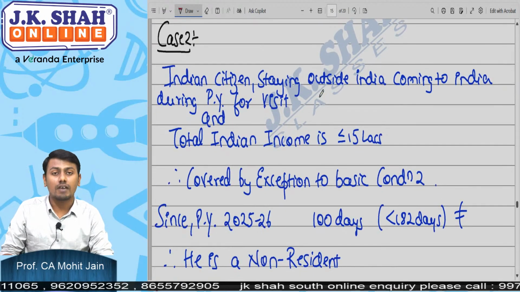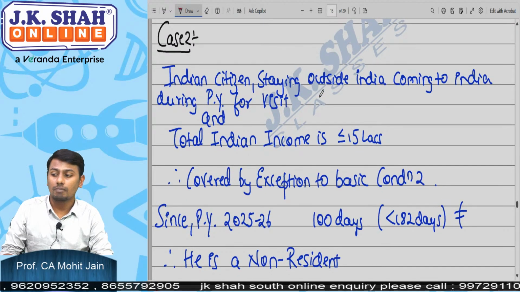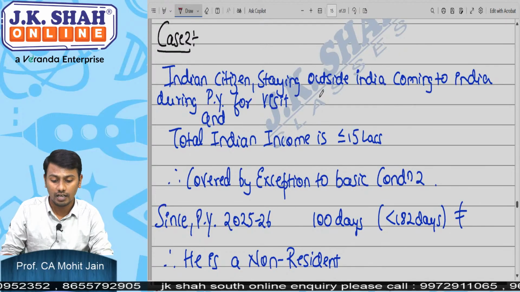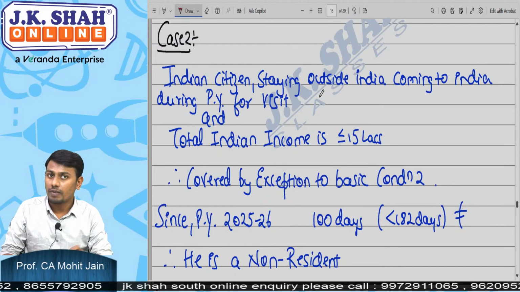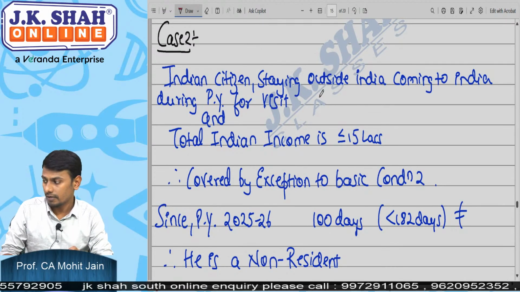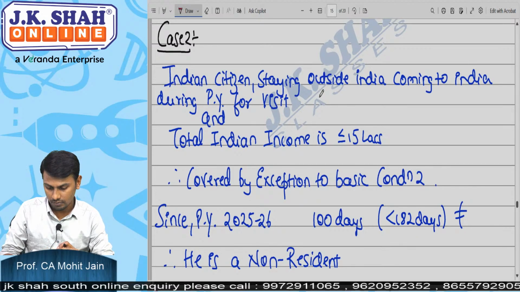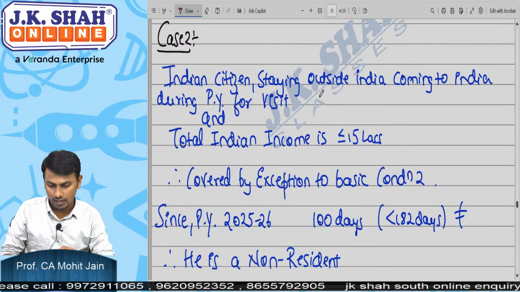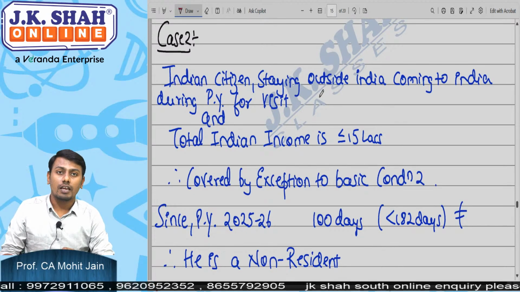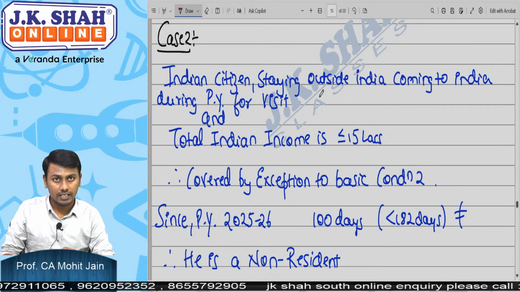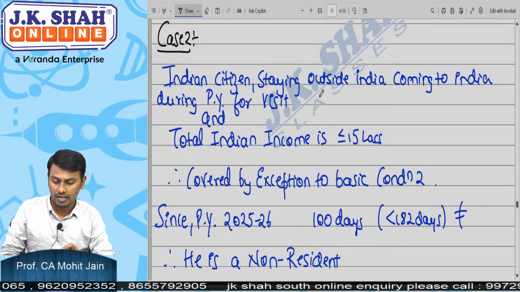So therefore he is covered by the exception to basic condition number 2. That is, we don't have to check basic condition number 2. So basic condition number 1 only we have to check. So he was there in India only for what? 100 days, which is less than 182 days. So he is a non-resident.